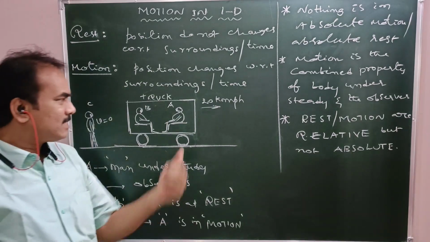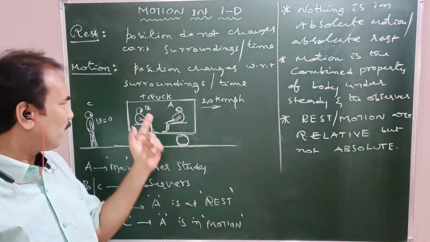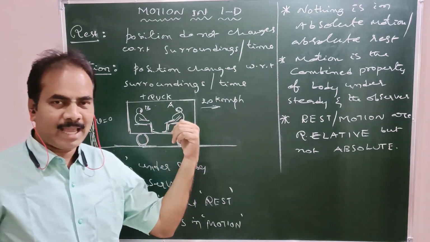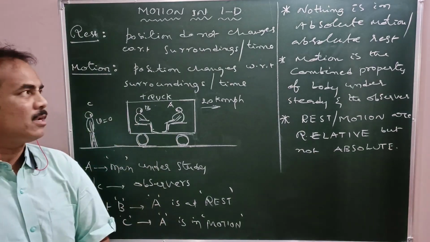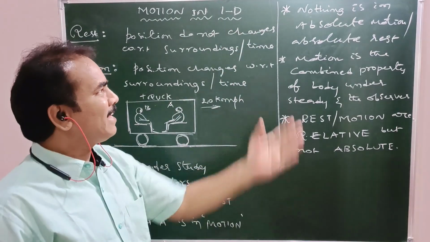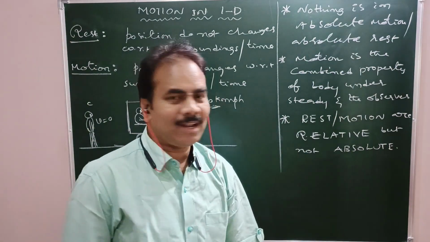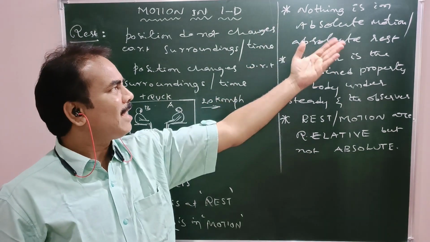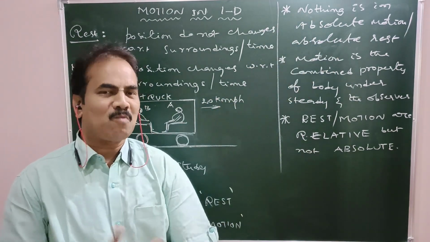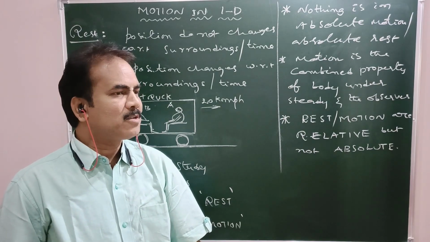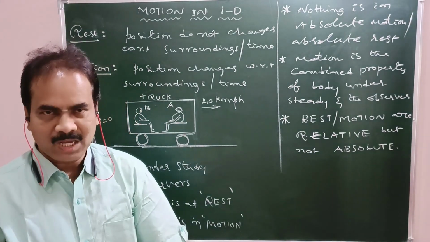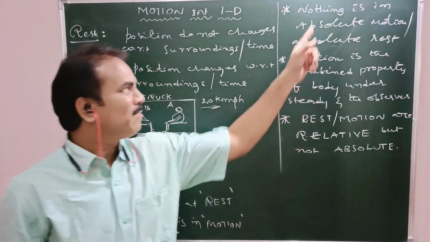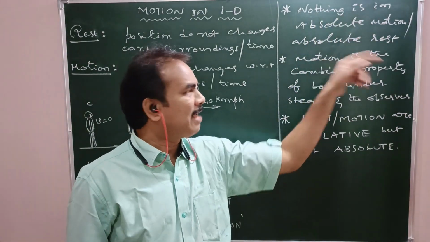So here, the same person appears to be different for both observers. With respect to B, A is at rest, but with respect to C, A is in motion. So what is the inference here? Nothing is in absolute motion or absolute rest. No body is in absolute motion. One body appears to be in motion with respect to one observer, but the same body appears to be at rest with respect to some other observer. That is the reason why nothing is in absolute motion or absolute rest.